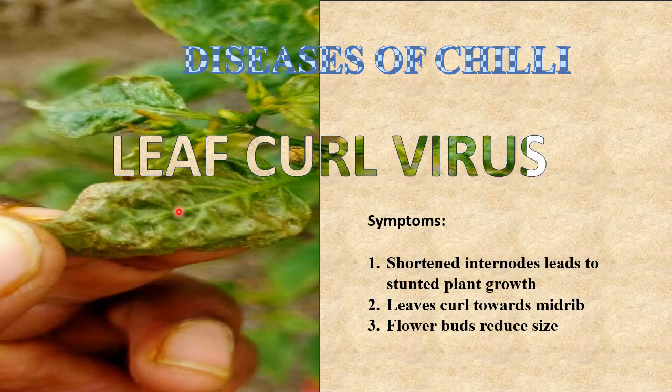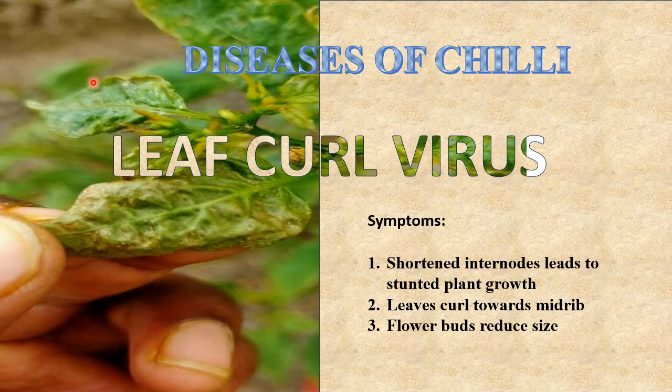The main disease in chili is leaf curl virus. Here you can see, in the crop, the leaf curl virus will be more in the chili crop, which leads to a reduction in production and yield. The symptom of leaf curl virus is that the leaf curls inward towards the midrib, curling towards the inward side, and becomes deformed.